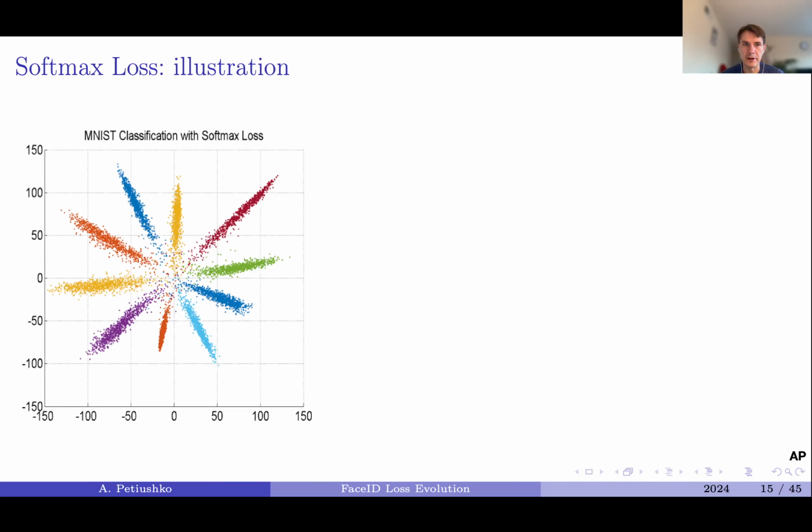And this is an illustration of the application of softmax loss on MNIST classification. MNIST is a classification dataset of 28 by 28 grayscale images of digits from 0 to 9, so 10 digits. And this is the output when we classify it: we can project the representations onto a 2D plane with different colors. For example, it can be 0, it can be 1, it can be 2, 3, etc.